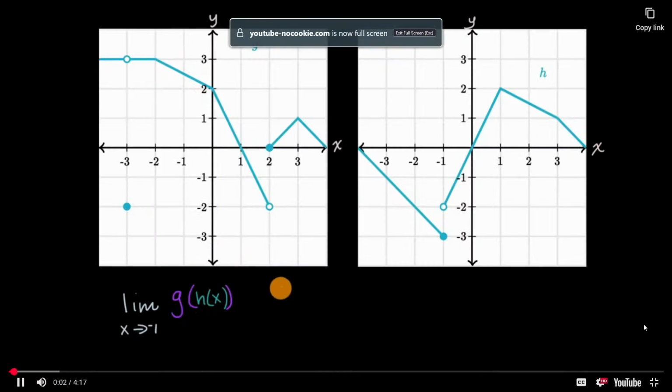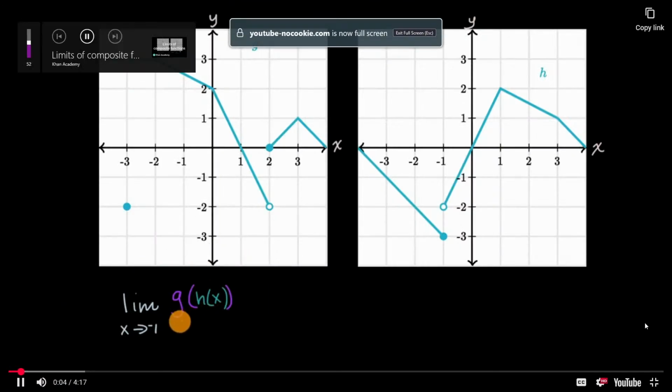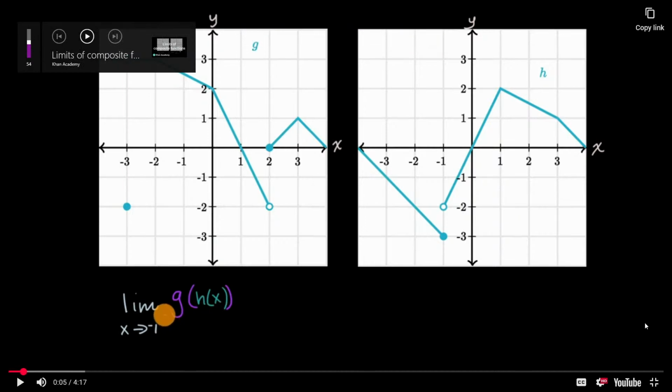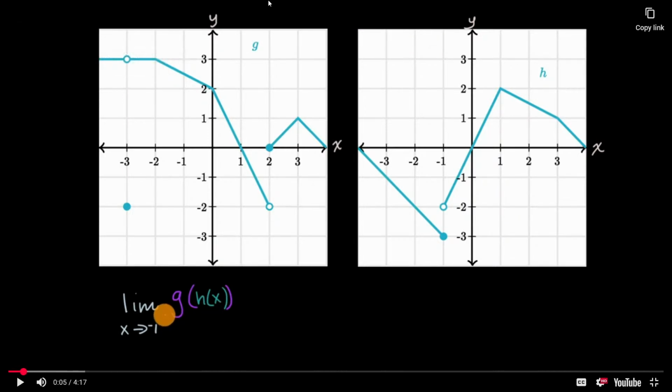Alright, let's get a little more practice taking limits of composite functions. Alright, let's do this ourselves. First time in this review, we have to pull out the scratch paper.